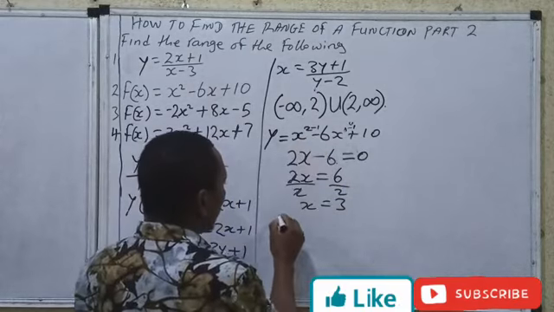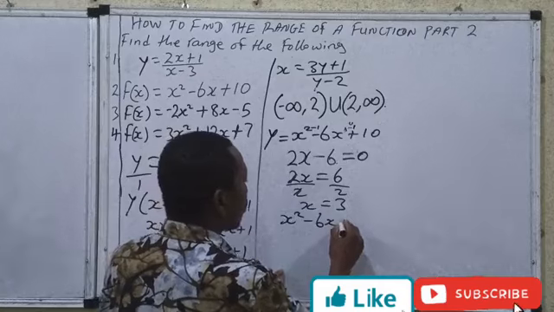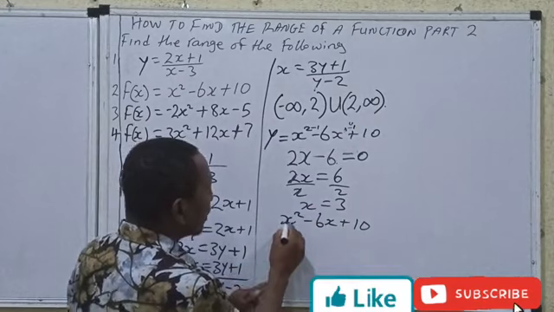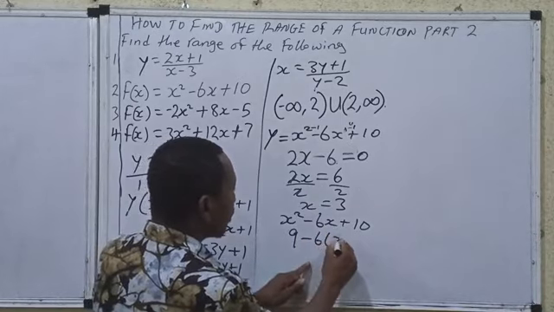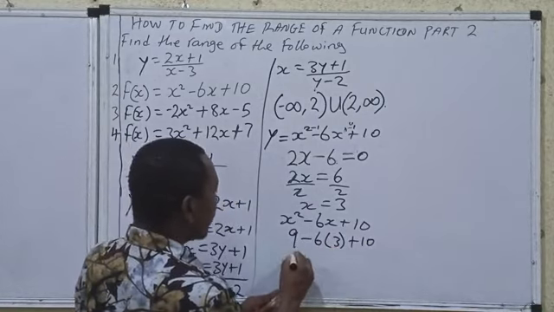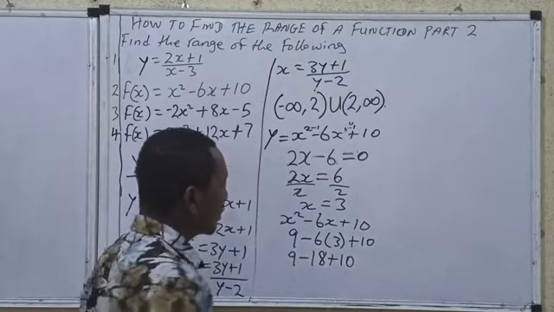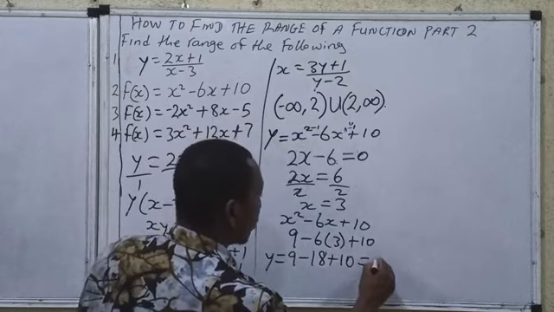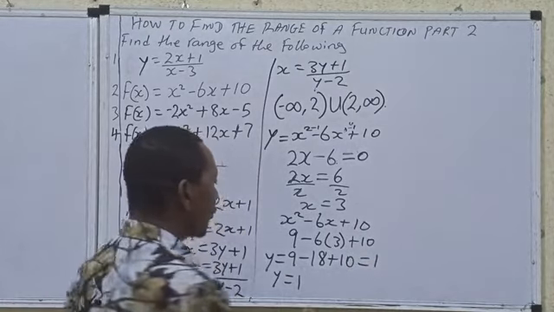Now, I'll have to put this 3 into this equation. Remember, I will have this equation: x squared minus 6x plus 10. Wherever I see x, I'll put 3. So we now have 3 squared, which is 9, minus 6 bracket 3, plus 10. If you use this 3 to multiply 6, what will you have? 9 minus 18 plus 10. And your answer will be, remember, you are looking for y, the answer will be 1. So here, y is equal to 1.